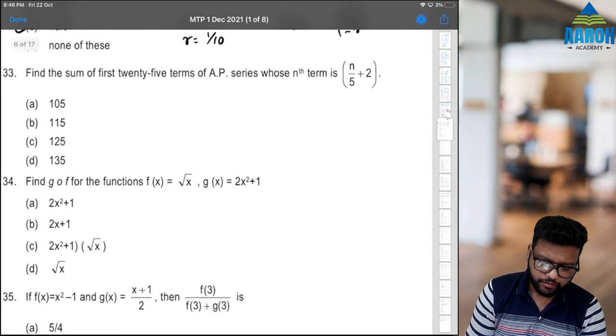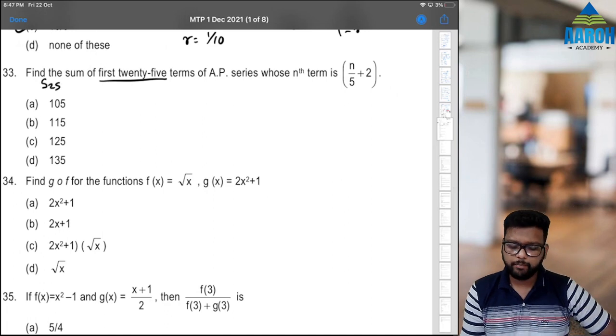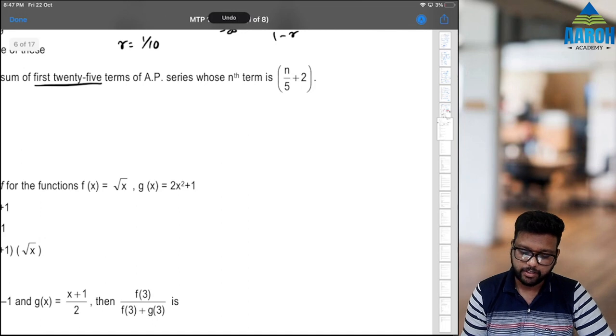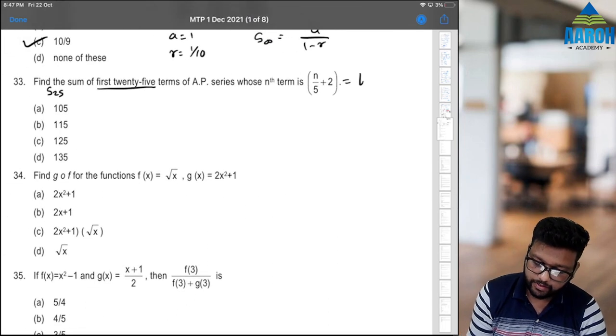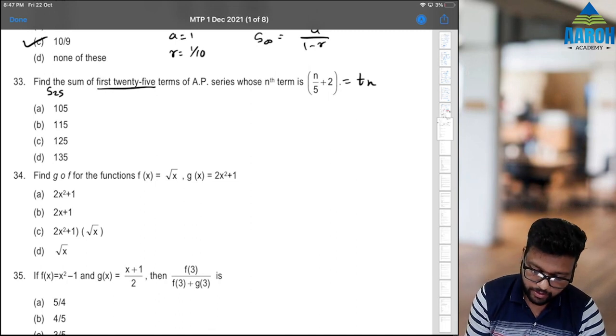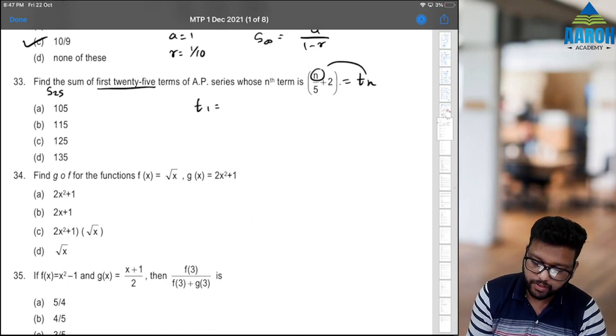Next, find the sum of the first 25 terms, that is we want S25 of the AP whose nth term is this. No problem. The nth term is this, right? So Tn is this. So what will be the first term? The first term will be, instead of n, we'll just put 1.